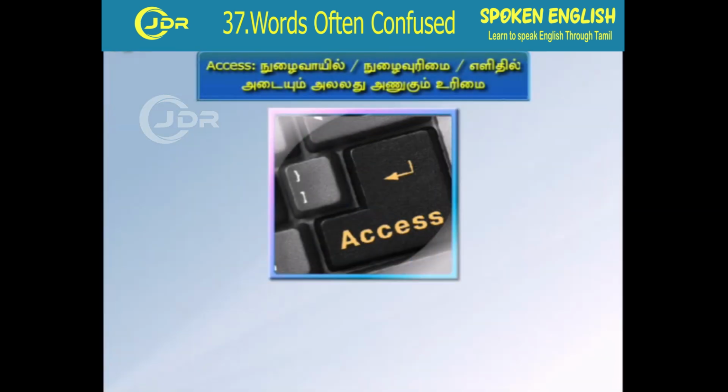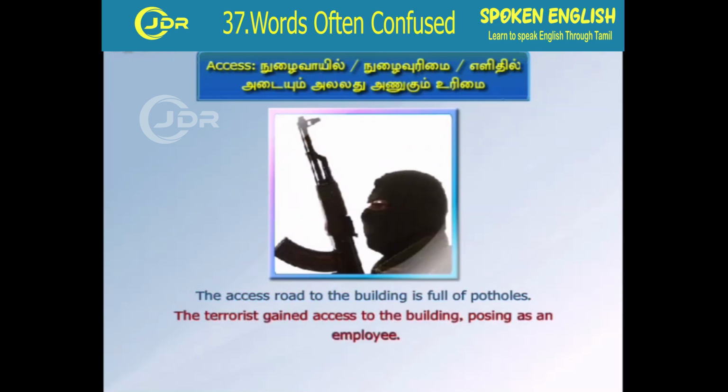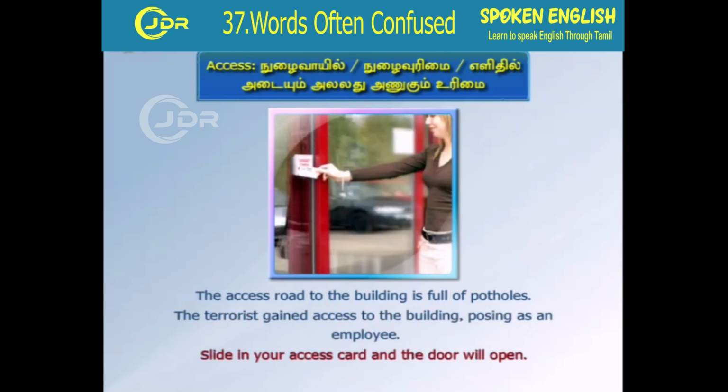Access. நுழைவாயில், நுழைவுரிமை, எளிதில் அடையும் அல்லது அணுகும் உரிமை. The access road to the building is full of potholes. The terrorist gained access to the building posing as an employee. Slide in your access card and the door will open.